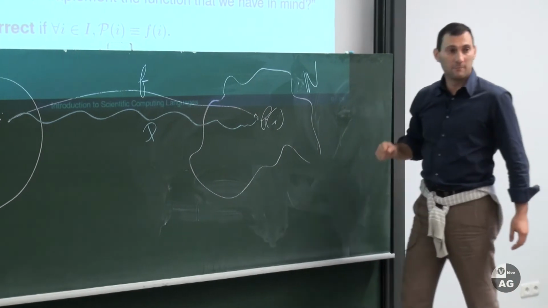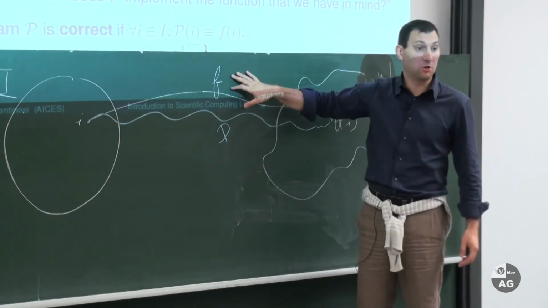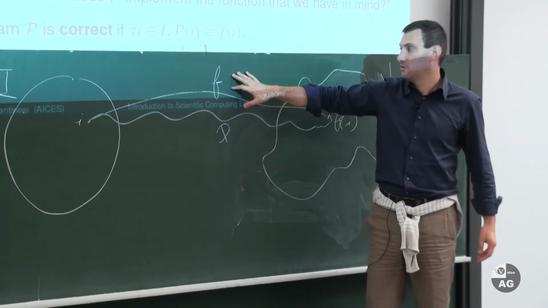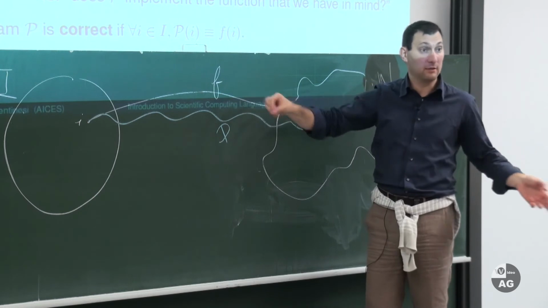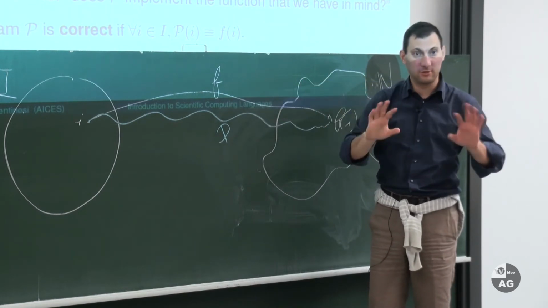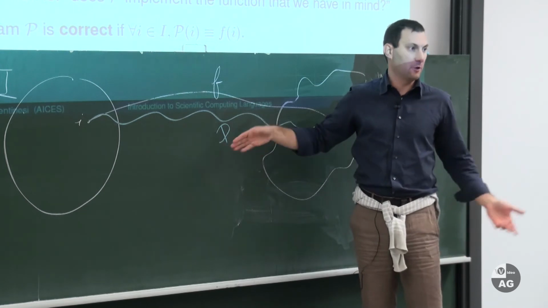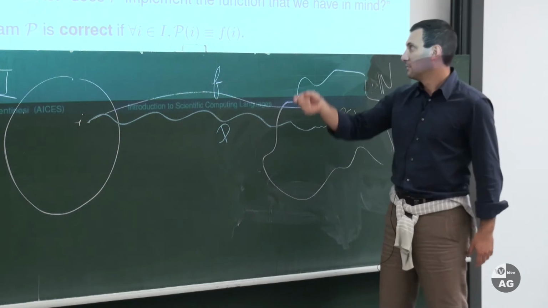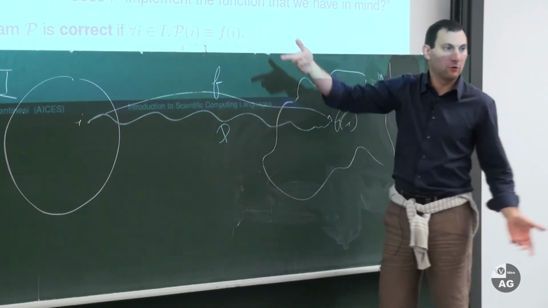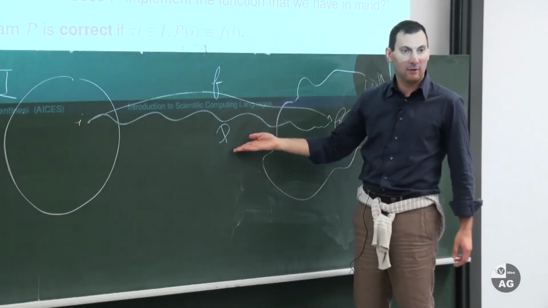Let's just say my function, what I have in mind, is the sorting function. Takes an array and sorts it. Okay, that's easy. And it's only integer numbers, okay? So there are no complications. Now I write a program, and I want to see if my program actually sorts the vectors. So what I have to do, I only have to go through all the possible vectors and see if my program sorts them.